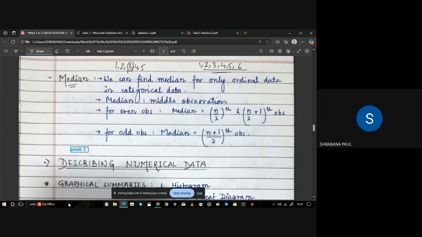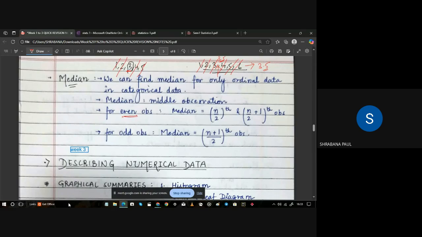First, take the odd number of data categories. 1 cut, 5 cut, 2 cut, 4 cut, and in the middle, 3 comes. But here, 1 cut, 6 cut, 2 then 5, 3 then 4. What is the median coming? The number that comes between 3 and 4 is 3.5. So here 3.5 is the median.